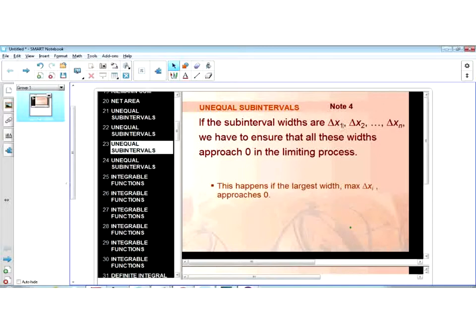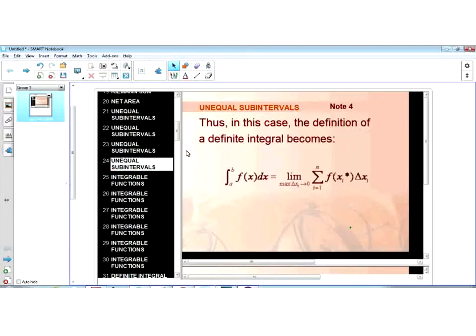Nevertheless, if the subinterval widths are delta x1, delta x2, all the way up to delta xn, we have to ensure that all of these widths approach 0 in the limiting process. This happens if the largest width, the maximum of all these widths, approaches 0. So irrespective of how we partition our interval on the x-axis from a to b, the longest subinterval width has to go to 0 in the limiting process. If we can guarantee that, then we can get the area under the curve.